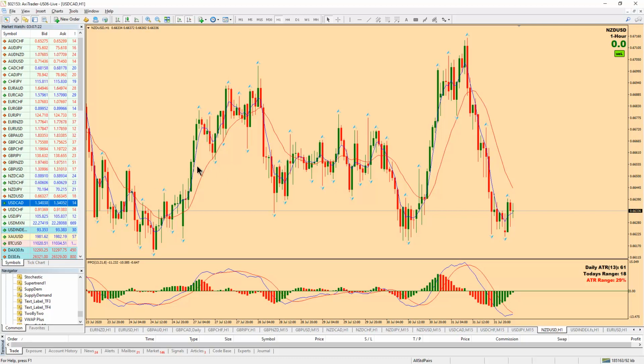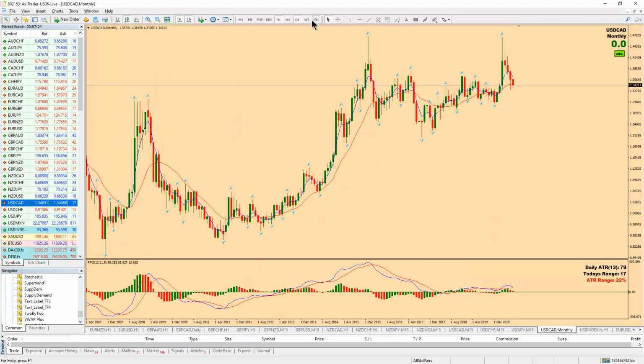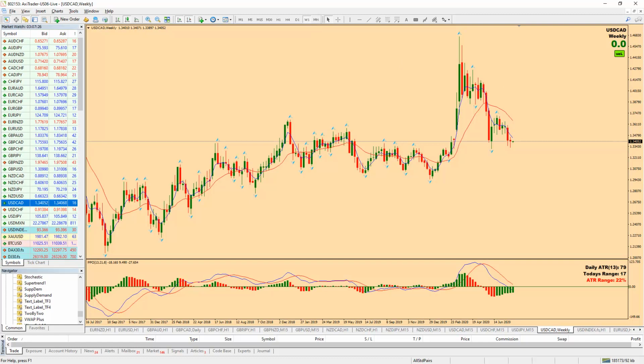USD CAD on the weekly. Okay, USD CAD is looking just like the US dollar. It's just doing the same thing. So the expectation is for this to come down to this level. This is the weekly time frame, so that can take a while to play out.